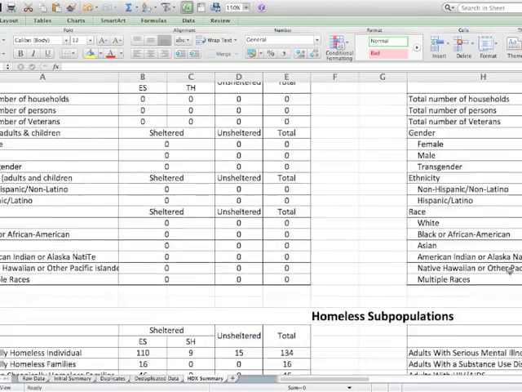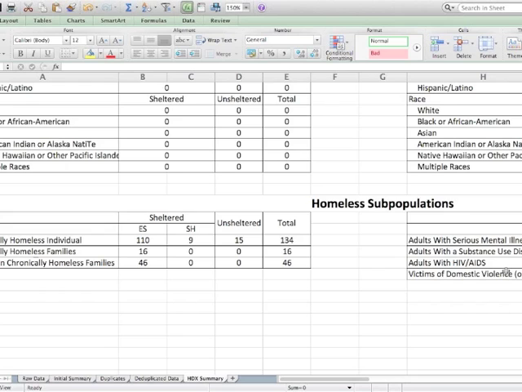And the last part of the worksheet deals with the subpopulation information. The subpopulation information only pertains to adults in the household. So we've only collected information based on the adults in the household. The only exception to that is the chronically homeless families. Chronically homeless individuals, in order to count this, we identified the people who were homeless for 1 year or longer and had a disabling condition, or the people who have had 4 episodes of homelessness in the past 3 years and also have a disabling condition.